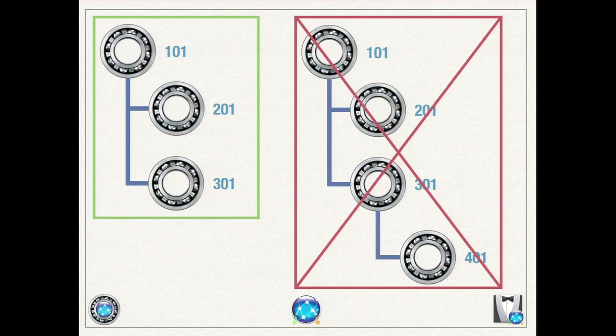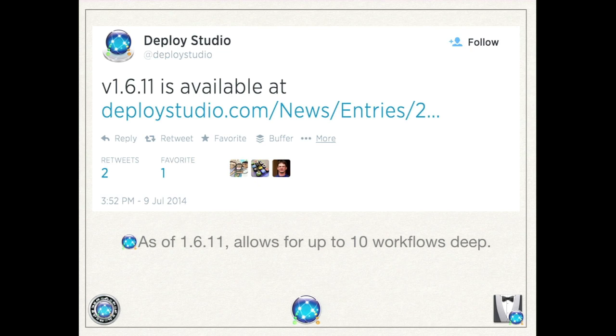Now, this is the interesting thing: last year I talked about this, and at the time, you could only do one nested workflow deep. What that meant was that if you had workflow 101 nesting 201 and 301, you could not have 301 also nest 401. And of course, last year, as I was at this conference, DeployStudio released a new version, which at the time was 1.6.11, that allowed you to, in fact, nest up to 10 workflows deep. So now you can get even more complicated and more dynamic with your nested workflows so that there's less that you have to do later.